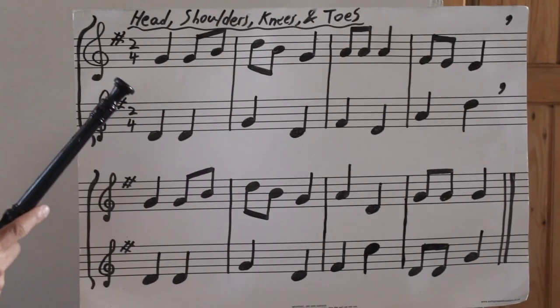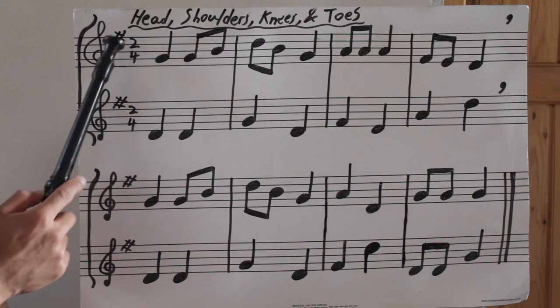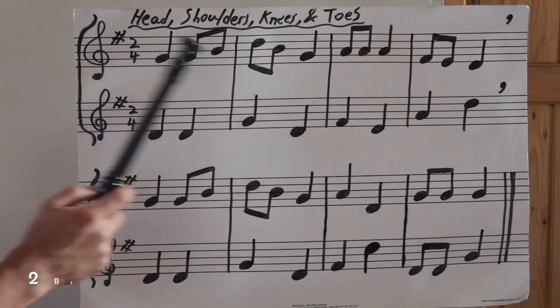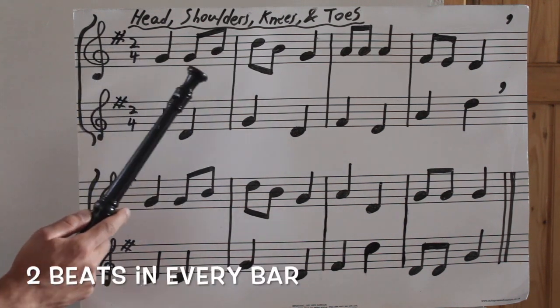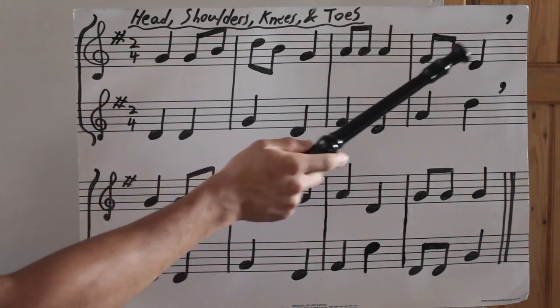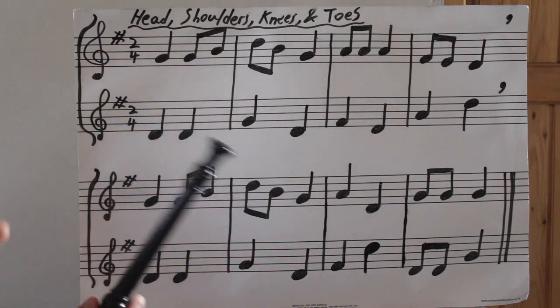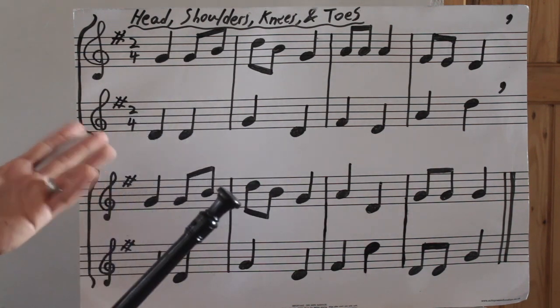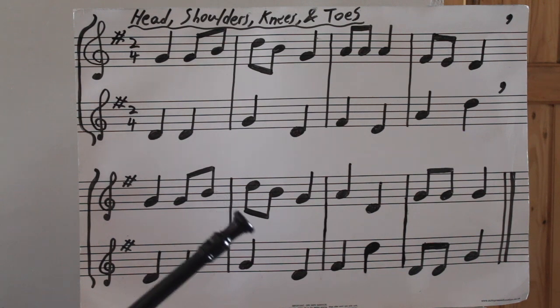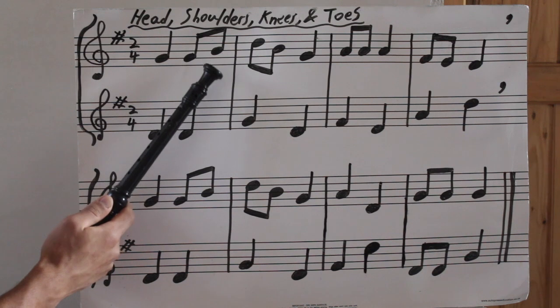Alright, so if you look at our rhythm, the first thing you'll notice is that we are in a time signature of 2/4, meaning 2 beats in every bar. So here we have 1, 2, 1, 2, 1, 2, 1, 2, 2 beats in every bar. And this is pretty simple because we only have 2 types of notes in the whole piece. Not 2 notes like A, B, C, D, F, G, but 2 types of notes. We only have a quarter note and an eighth note.